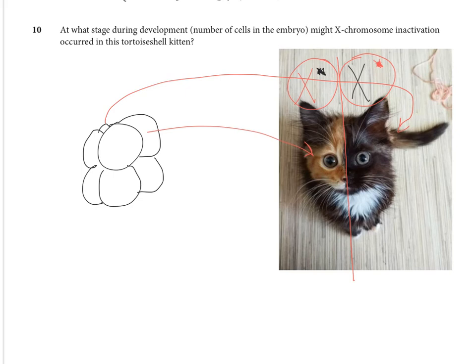So given the large blocks of color rather than little small spots of color, this at least seems like it was an X inactivation step that occurred early in development, 4-cell stage, 8-cell stage, maybe the 16-cell stage. But the fact that we can see 50-50 pigmentation patterns on the face suggests that it was rather early in development.